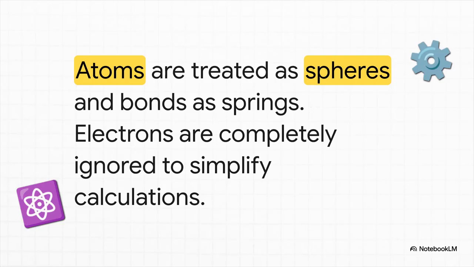You know, the beautiful thing about the model is its simplicity, and that's the key to its speed. It just pretends that atoms are simple little spheres, and the bonds connecting them are tiny springs. That's it. By totally ignoring the messy, complicated world of electrons, it can just use classical physics. We're talking Newton's laws here, to get the job done and get it done fast.